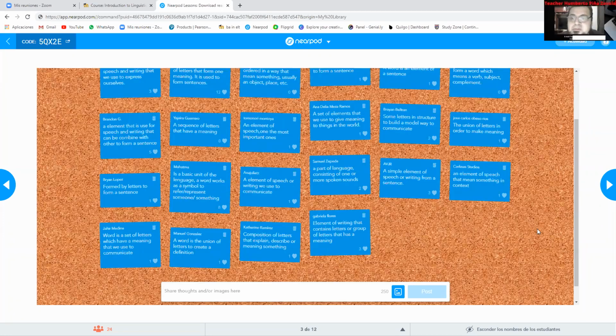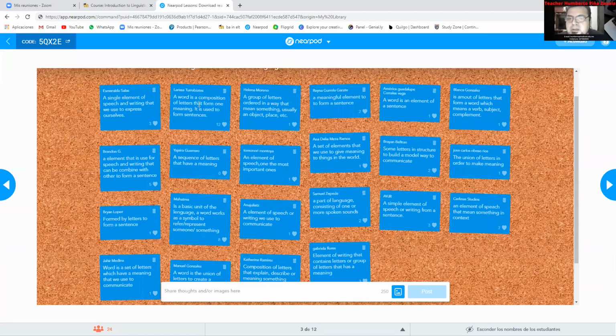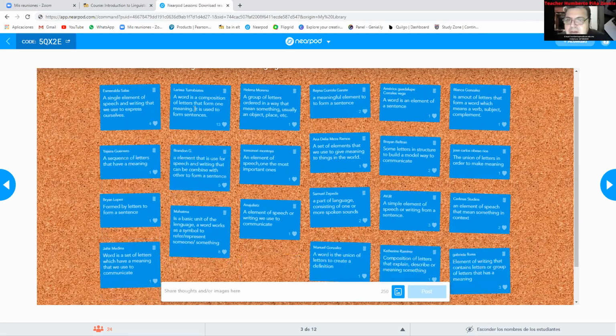All right, guys, that was very good. So the definition with the most likes is this one. So I'm going to ask the author to read it for us and to try to explain it. Larissa, can you read your definition? Because everybody seems to like it. Yes, it says a word is a composition of letters that form meaning. It is used to form sentences.